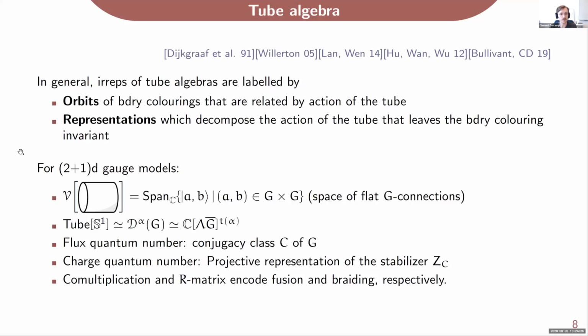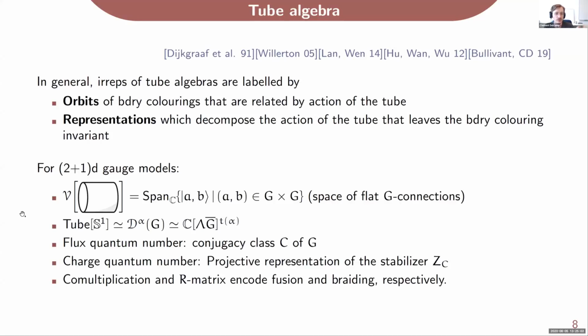So let me make this more explicit right away in the case of 2+1D gauge models. In that case, the ground state subspaces on the cylinder are quite easy because it's the same as picking a flat G connection. And to define a flat G connection on the cylinder, we only need two group variables that correspond to the holonomies along and around the cylinder. And when you apply the tube algebra approach to this, then you find that the tube algebra is isomorphic to the quantum double, which is the algebra I mentioned earlier.